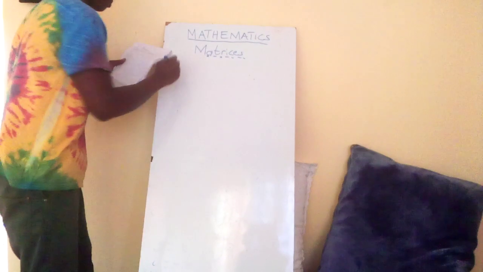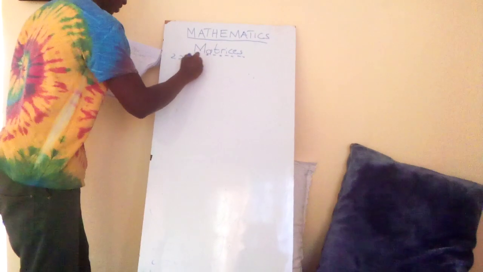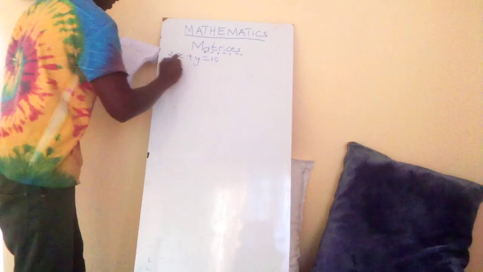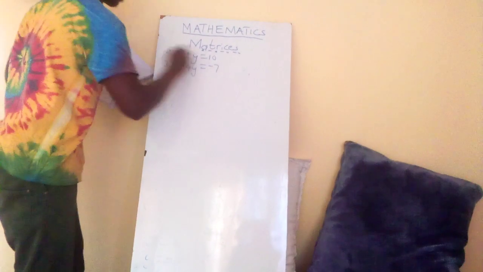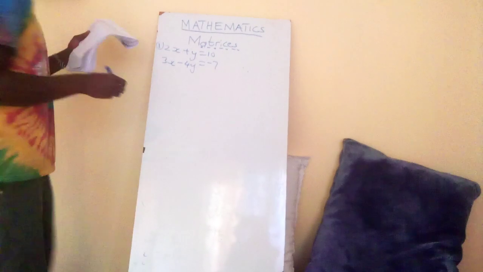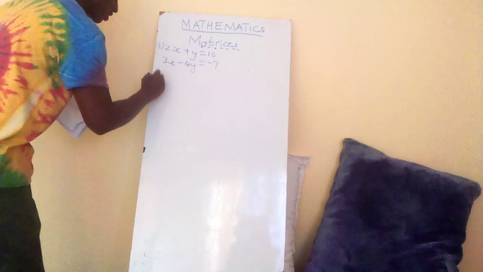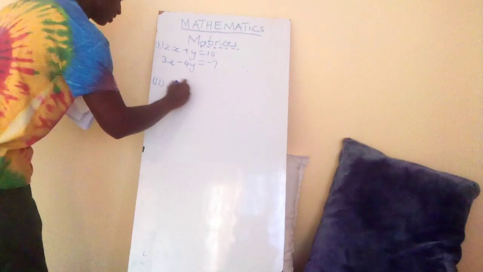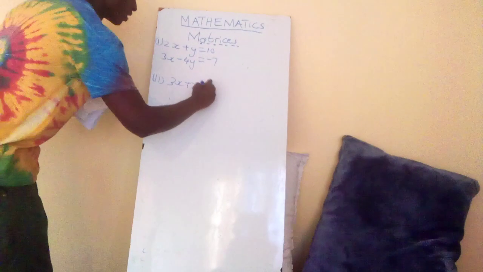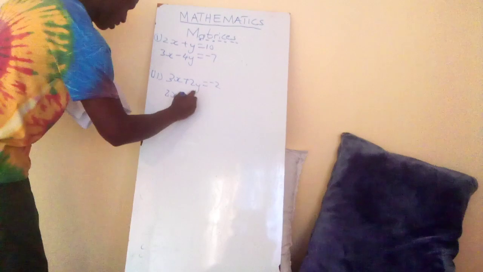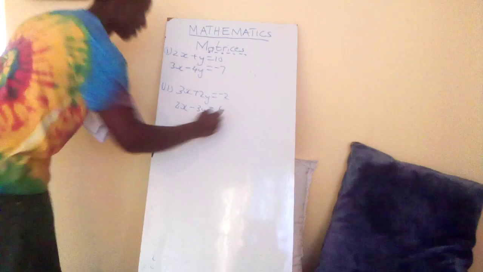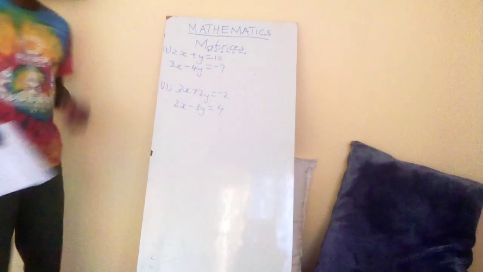The first one will be 2x plus y equals 10, 3x minus 4y equals -7. You solve that one, and the second one is 3x plus 2y equals -2, and 2x minus 3y equals 4. So you can solve those 2 equations.